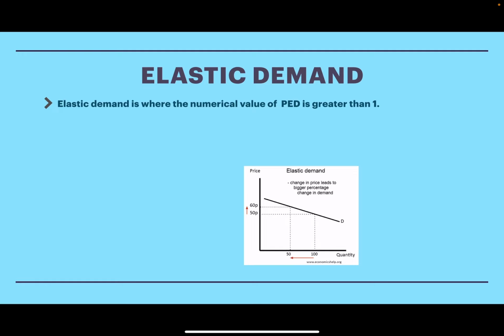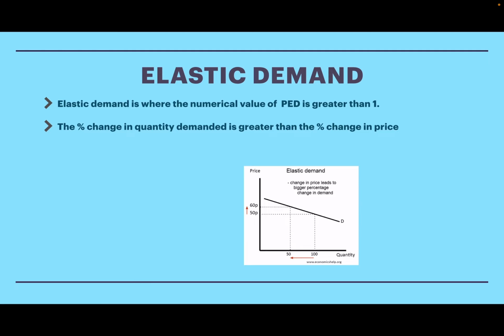Right, so here we've got elastic demand, and elastic demand is where the numerical value for PED is greater than 1, and where the percentage change in quantity demanded is greater than the percentage change in price. So what you can see on this diagram here is that you've got a big change in quantity demanded, but a small change in price. And that's what we call elastic demand. We'll later on look at what makes a good have elastic or inelastic demand, but for now we're just looking at how much demand changes when there's a change in price. So a small change in price leads to a big change in demand in this case.